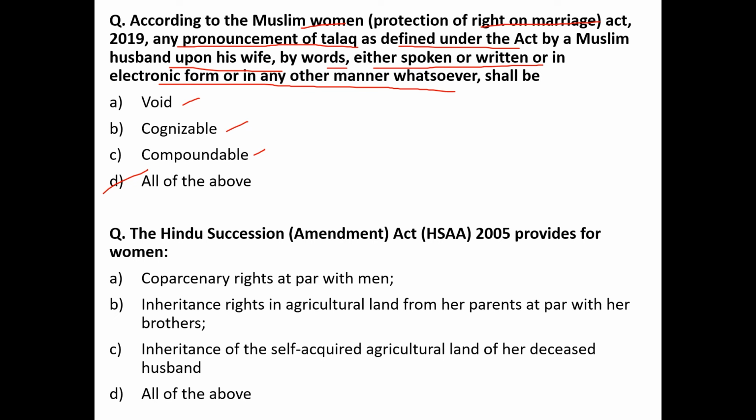Next question. The Hindu Succession Amendment Act 2005 provides for women coparcenary rights at par with men, correct? Inheritance right in agricultural land from her parents at par with her brothers, correct? Inheritance of the self-acquired agricultural land of her deceased husband, correct? So the answer will be option D, all of the above.